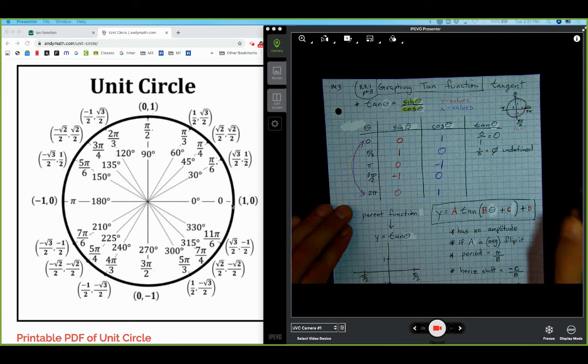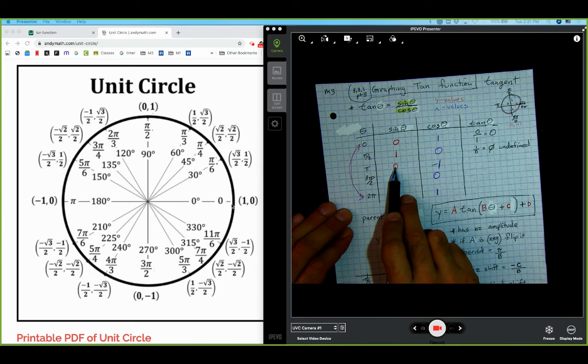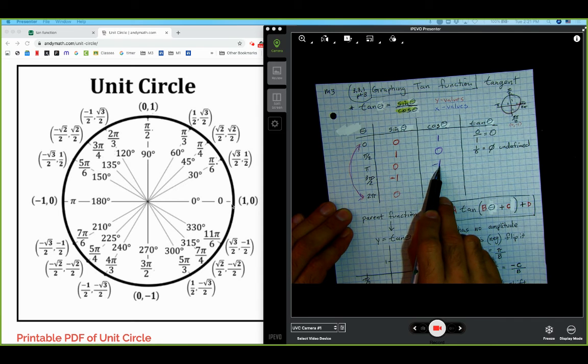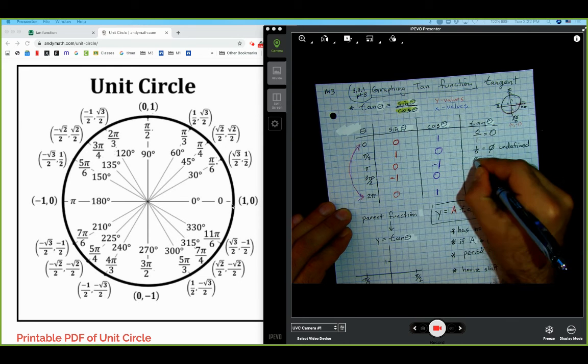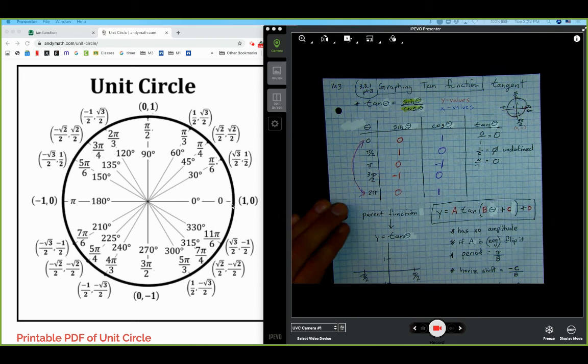All right, here we go. Now we're at pi radians. 0 for sine, 0 for y. -1 for cosine, our x value. 0 over -1. It doesn't matter that it's 0 over -1, it's still going to be 0.